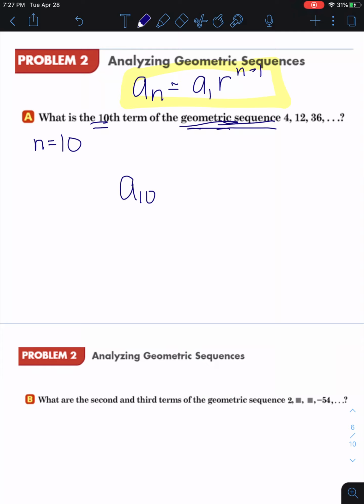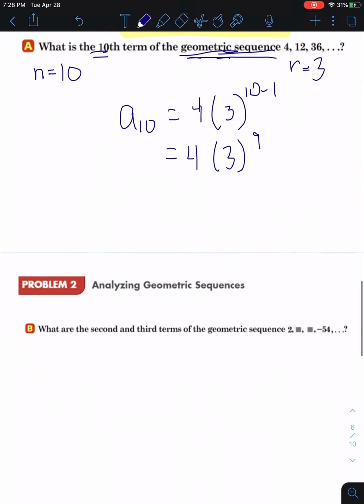So a sub n would be a sub 10, or the 10th term, is equal to the first term, 4, times r. Okay, what is r? 12 over 4 is 3. 36 over 12 is 3. So r is 3. So this would be 4 times 3 to the n minus 1. Well, that would be 10 minus 1, or the 9th. So 4 times 3 to the 9th. Now be careful. It'd be really easy to say, oh, well, that's just 12 to the 9th power. No, that would be wrong. You always have to follow PEMDAS. Exponents would precede multiplication.